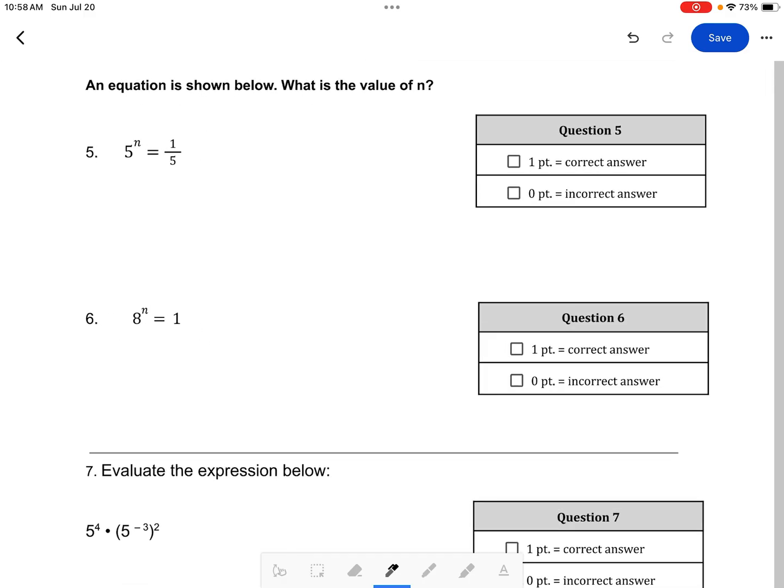In this next section here, it says an equation is shown below. What is the value of n? And we did similar ones like this in our previous quiz. I need to figure out what number I can plug in for n to make this 1 to the 5th.